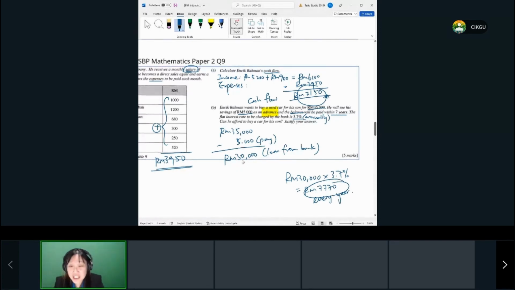Okay, so actually let's do that. The total amount that you need to pay back to the bank is how much? First of all, of course, you need to pay back the 30,000 because you lend it from the bank. But on top of that, the interest you also need to pay. And this interest is 7 years of interest. So this one is only 1 year, you need to times 7.